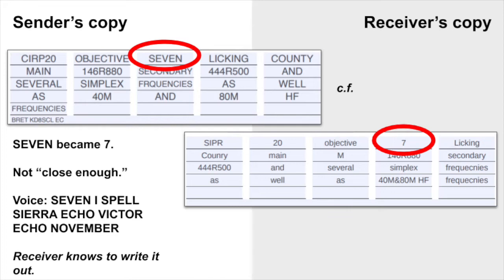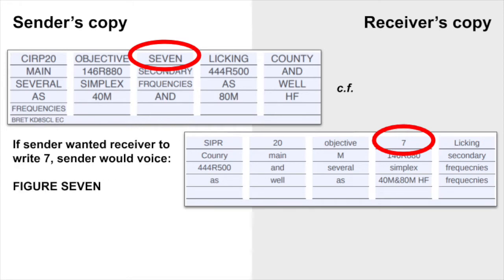Voice procedure, again, is going to help. The way that we voice this is 7. I spell Sierra, Echo, Victor, Echo, November. The receiver then knows to write it out. We don't leave anybody guessing. The more time they spend guessing, the more likely that they're going to fall behind. The more confused they get, the worse the relay becomes.